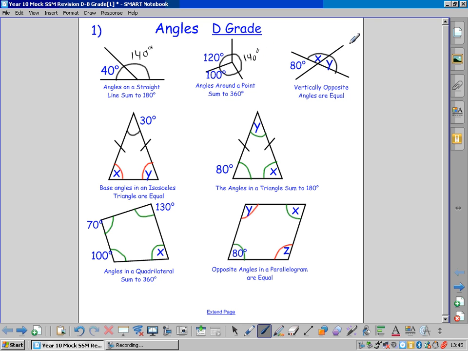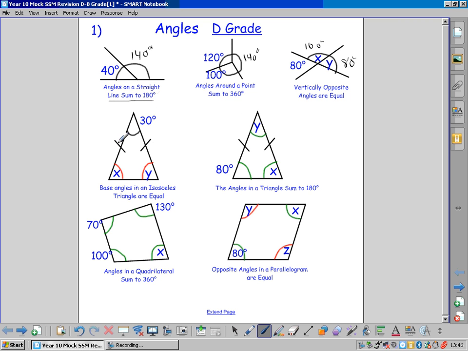When you have two lines crossing, the opposite ones, which we say are vertically opposite angles, are equal. So these two angles are equal. They're both going to be 80 degrees. And these two angles are equal. To find this angle, we look along this straight line. So if this is 80 degrees, then this one must be 100, because angles on a straight line sum to 180. So they start to link together.